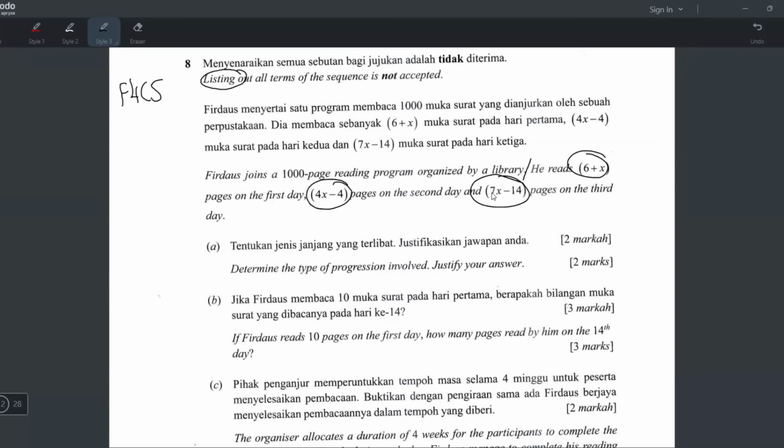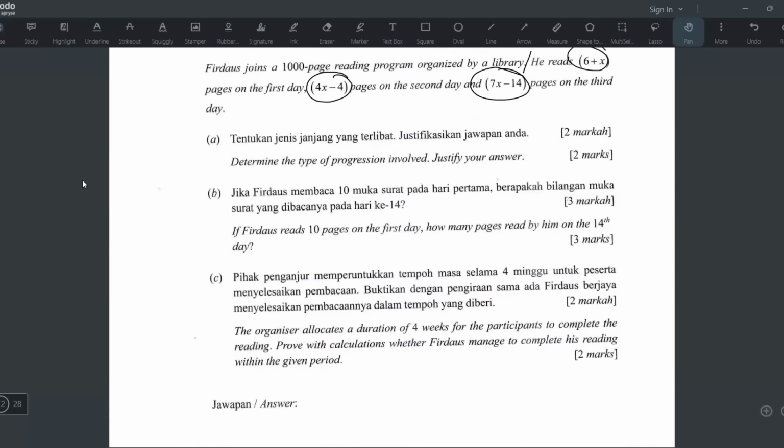But we don't know whether it's arithmetic or geometric, and they want you to determine which it is. If it's arithmetic, the difference of the consecutive terms will be the same. But if it's geometric, the ratio will be the same. So let's write it in a row first.